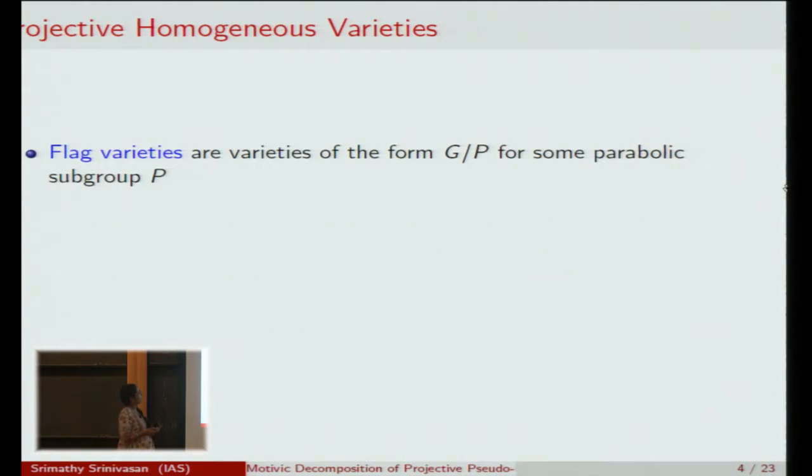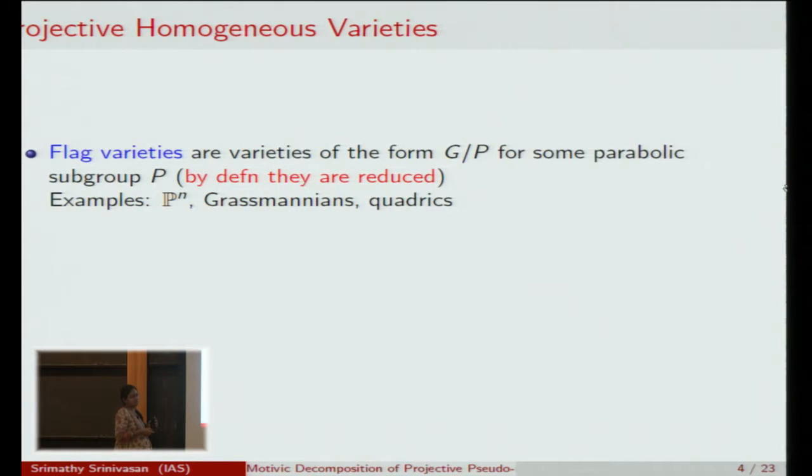Okay, so let's recall briefly what flag varieties are. So flag varieties are varieties of the form G/P. So it's the quotient of the algebraic group by a parabolic subgroup. When I say parabolic subgroup here, I assume by default that they are reduced as schemes. So examples are the projective space, Grassmannians, quadrics.